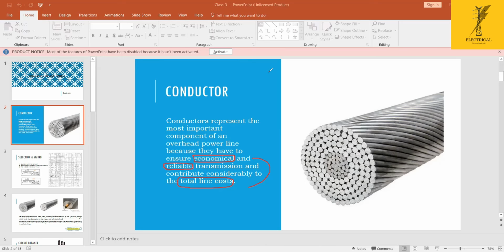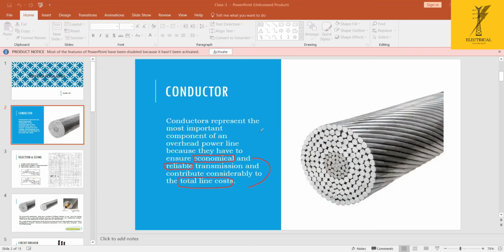If you are moving towards high reliability, obviously the cost will be high. If you look for less cost, obviously the reliability will be low. So we have to choose the optimal point where my system suits for the best economy and the best reliability. The conductor we choose should be both economically and reliably viable, and that leads to my total line costs.